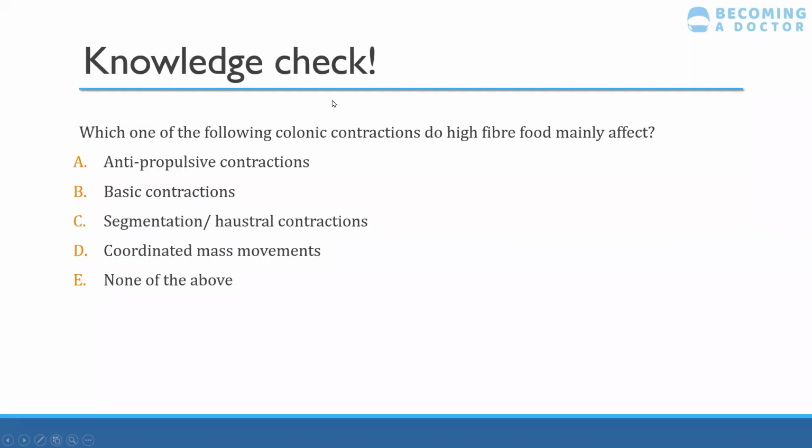Okay, which one of the following colonic contractions do high fiber foods mainly affect? And this is the final question of the session. Polling.